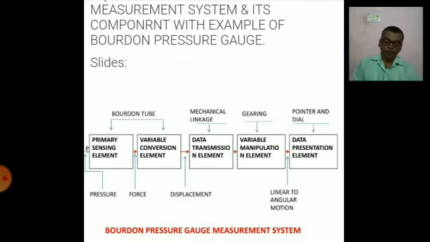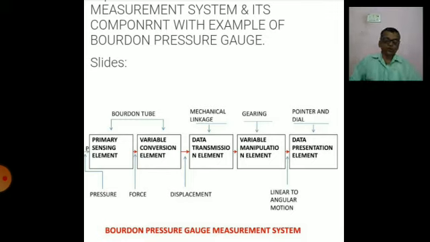Next is the data manipulation element. The function of this element is to manipulate the signal presented to it, preserving the original nature of the signal. Manipulation here means only a change in the numerical value of the signal. Now in case of the Bourdon tube gauge, the gearing arrangement amplifies the small displacement and makes the pointer rotate through a large angle. Thus the gearing arrangement acts as a data manipulation element.